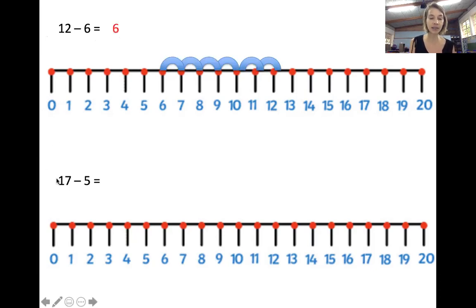Right, 17 minus 5. Okay, I'm going to start at number 17 and I'm going to decrease it by 5. 1, 2, 3, 4, 5. Very good. And our answer was 12.